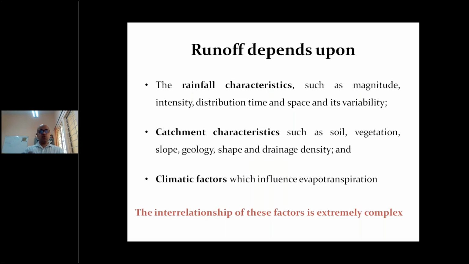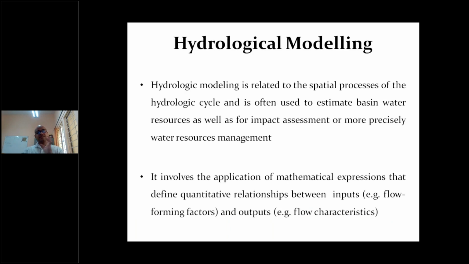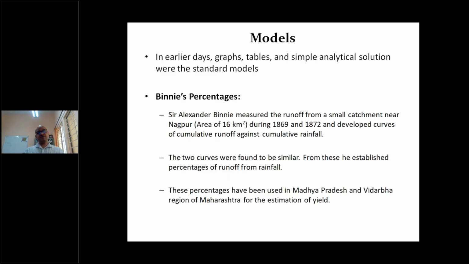Now, as you know, runoff from a watershed depends on rainfall characteristics, catchment characteristics, and climatic factors. The interrelation between all these characteristics is extremely complex, so we have to go for a mathematical approach. A hydrological model is a mathematical expression between inputs and outputs, as we have already seen. So we will see some classic hydrological models published by researchers for estimation of surface runoff.